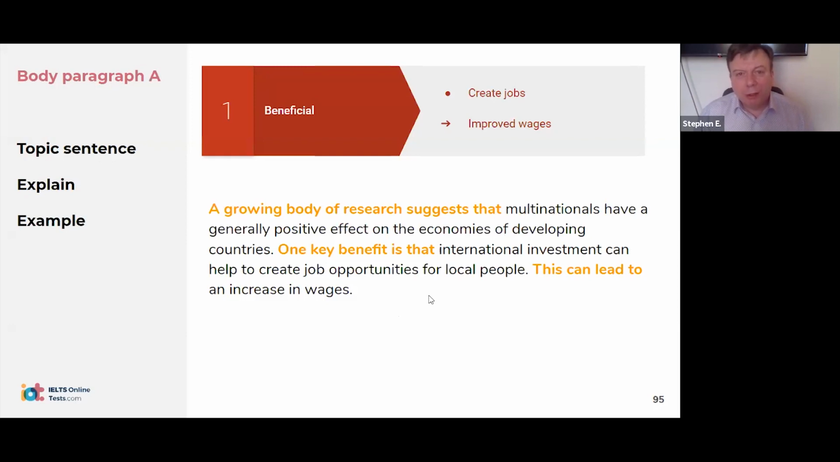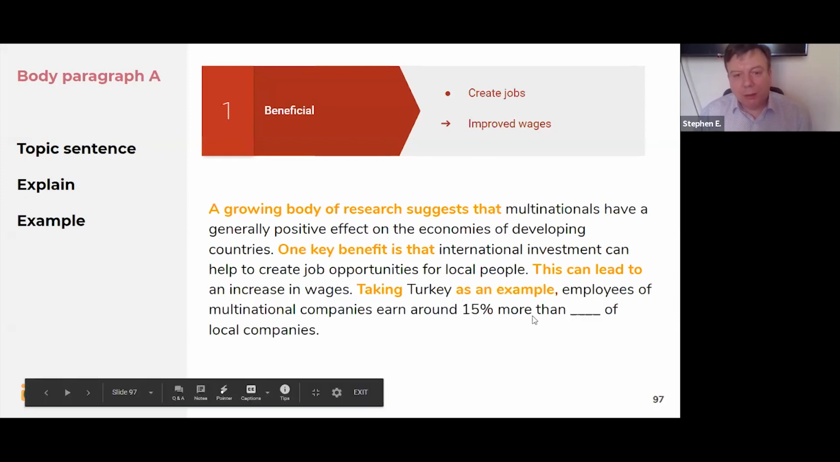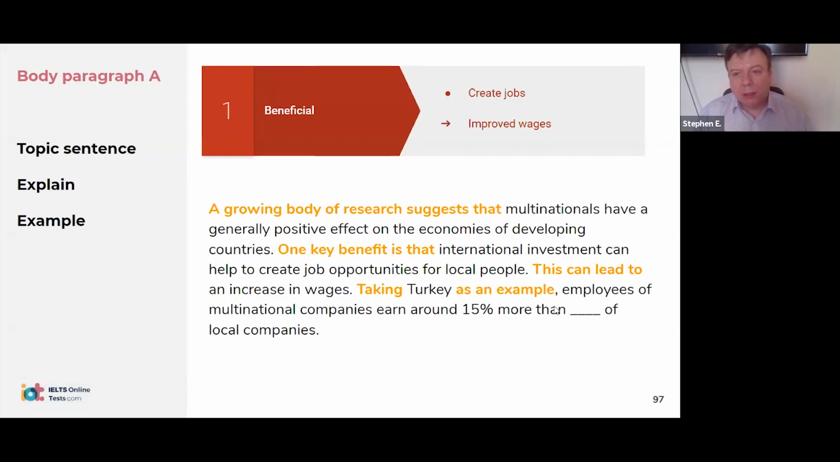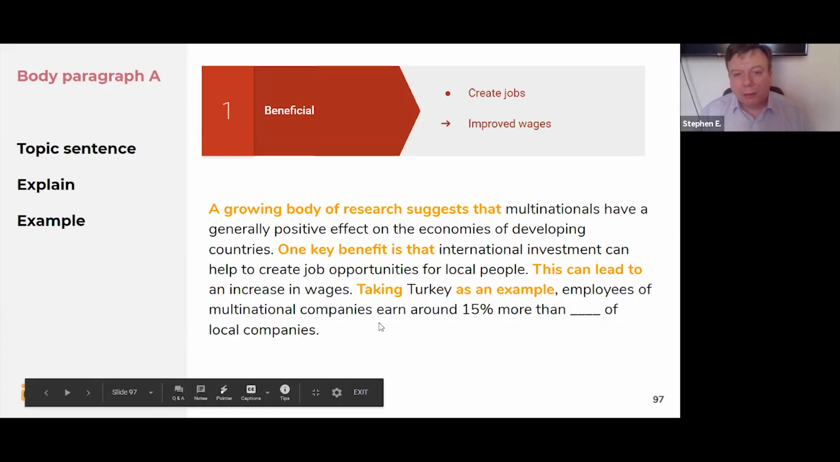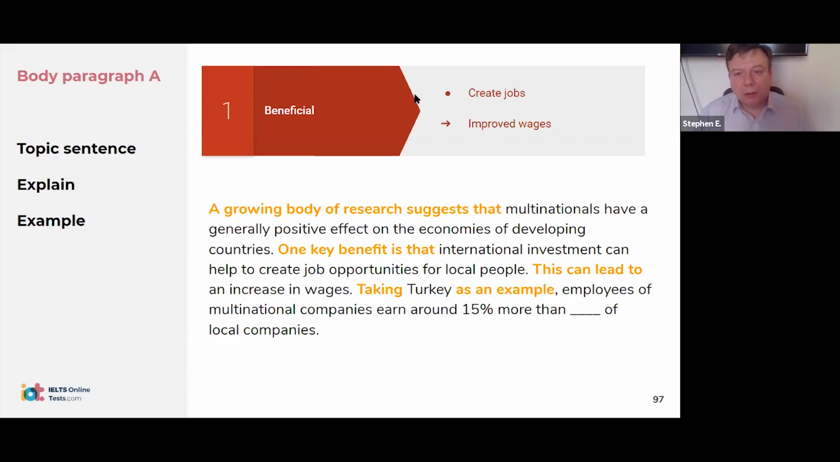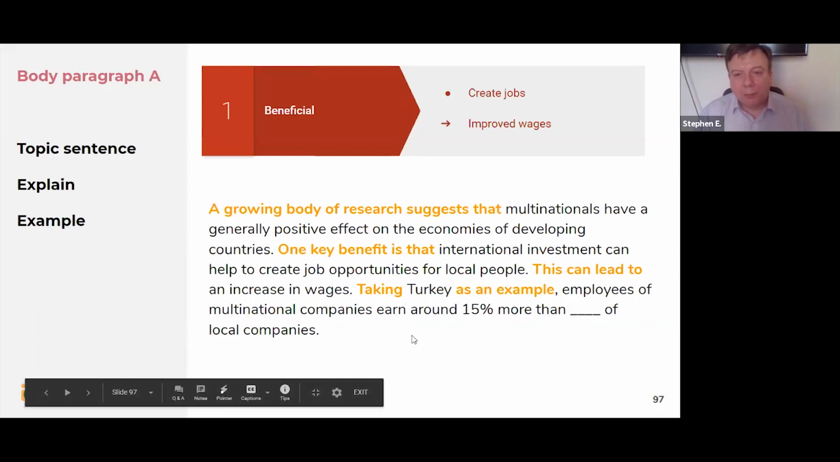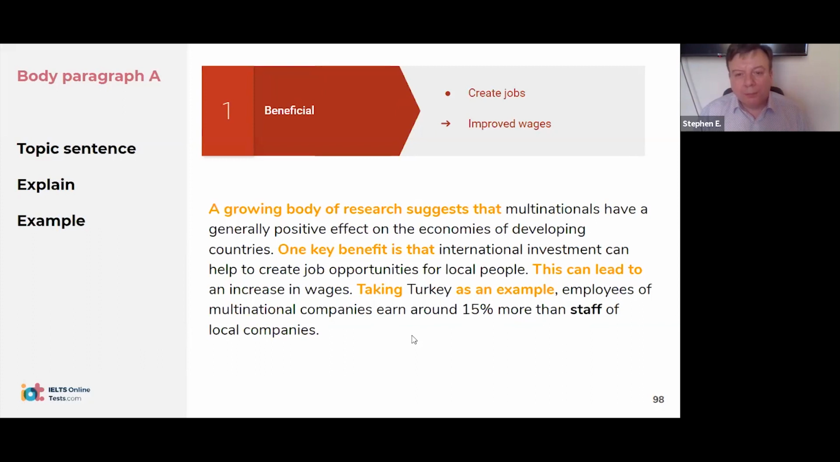It could be based in your own country or some knowledge that you have. So taking Turkey as an example. All right. Okay. Good. Just trying to, that's it. So 15% more than of local companies. Okay. Yeah, good. Very good. Nugent, yeah, good.